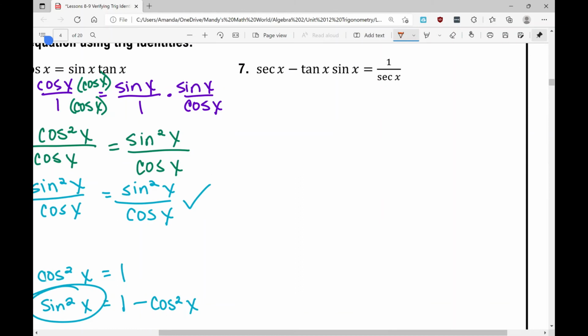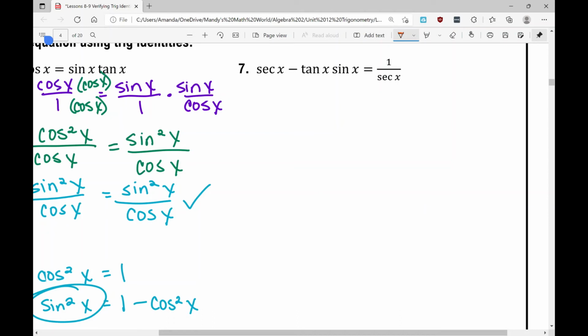So now we've got secant x minus tangent x sine x equals 1 over secant x. Okay, let's try to rewrite everything in terms of sine and cosine and see if that gets us anywhere. Sometimes it doesn't. Sometimes I'll prove or verify, however you want to say it, and I'm just like, well, that wasn't very good. I don't erase it. I just move on off to the side and I restart.